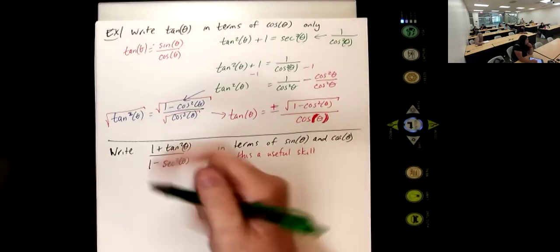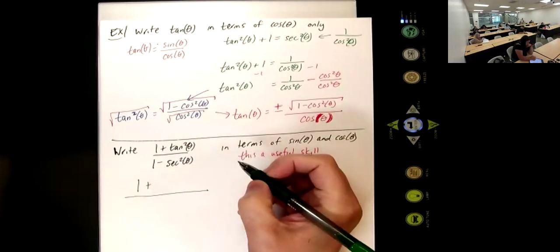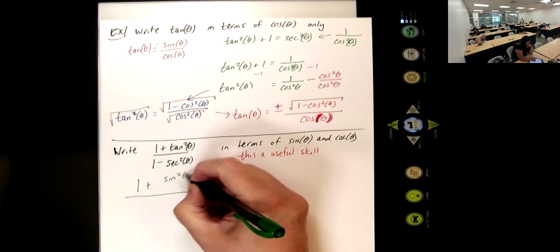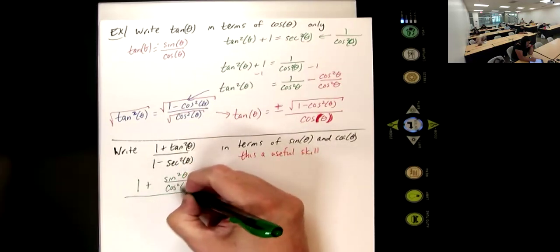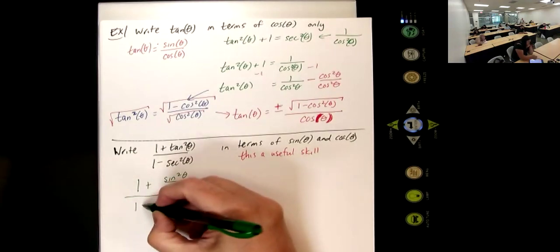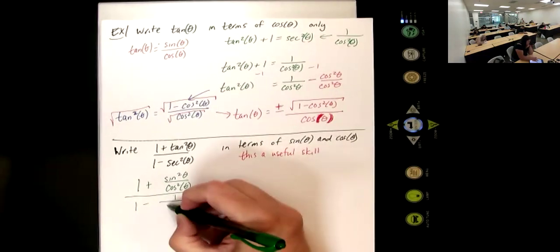So we'll start off. Tangent is sine over cosine, so this will be sine squared theta over cosine squared theta. Secant is 1 over cosine, so this will be 1 over cosine squared theta.